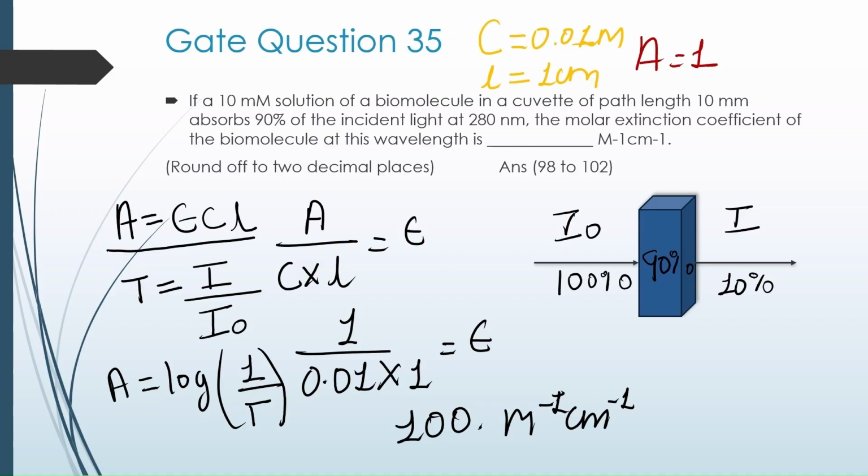In my calculator, I got this answer directly. After the decimal point, there are no digits, so I have stopped the calculation here. So 100 is my answer. The molar extinction coefficient of the biomolecule at this wavelength is 100 molar inverse centimeter inverse. Let's go to the next question.